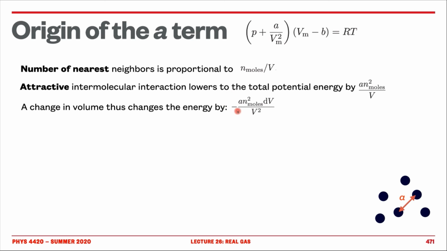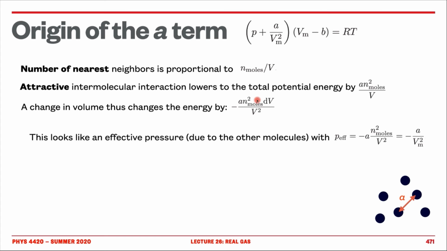Well, because if you look at this carefully, this change in energy, we see a term times dV. In fact, minus a term times dV. And we've seen this before, right? An energy like this, a change in energy that is proportional to dV, usually this is a pressure in front. Remember the minus PdV. So this term here looks like a pressure, like an effective pressure due to the fact that the molecules are attracting each other. So in fact, it's an effective pressure, which is due to the presence of the other molecules, which is exactly this term in front here.